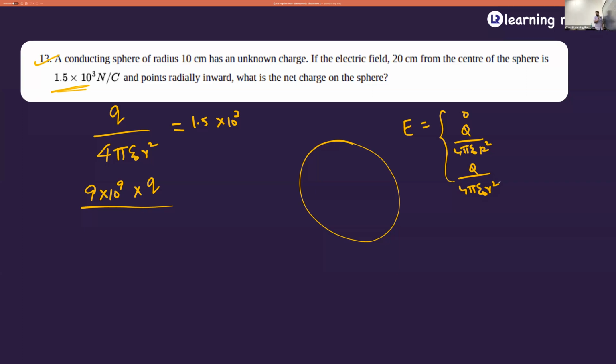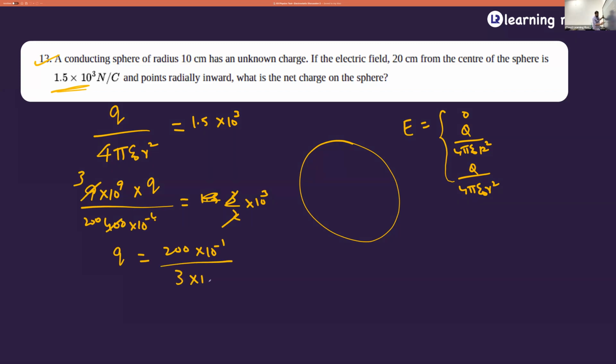So which one should I take? 20. So it is 400 into 10 power minus 4 is equal to 1.5, or this I can write as 3 by 2 into 10 power 3. So this will get cancelled twice. So this will go 200 times. Q will be equal to 200 into 10 power minus 1 divided by 3 into 10 power 9.